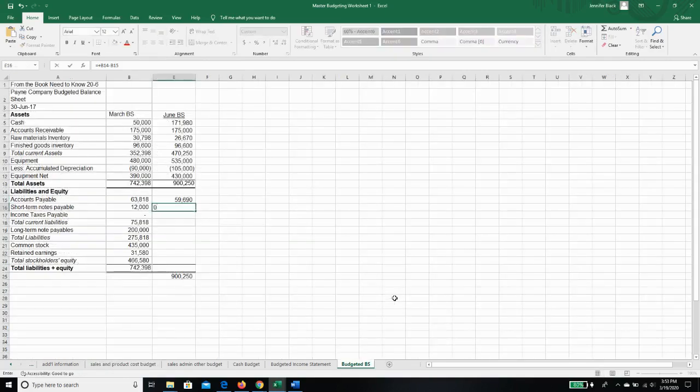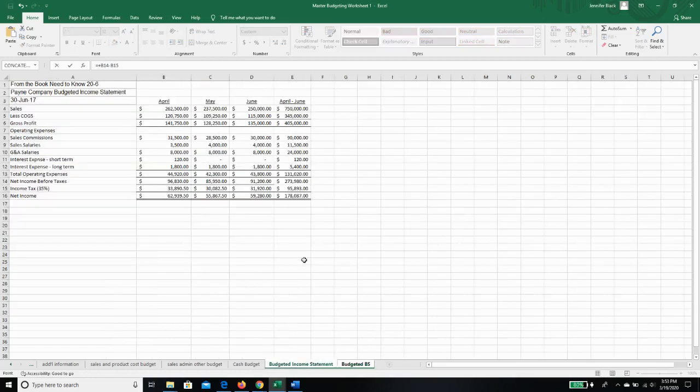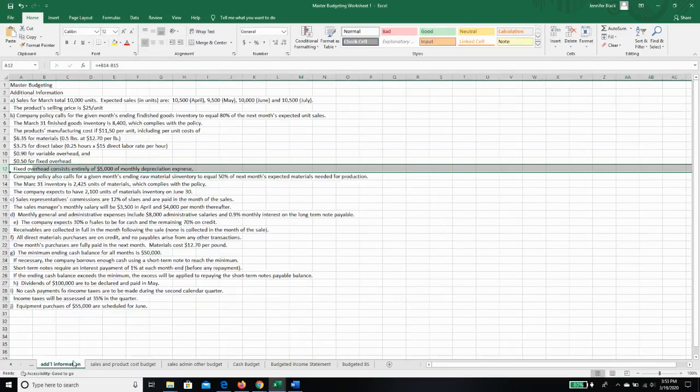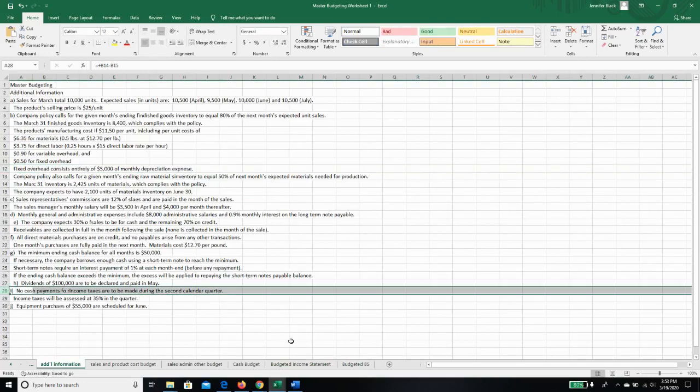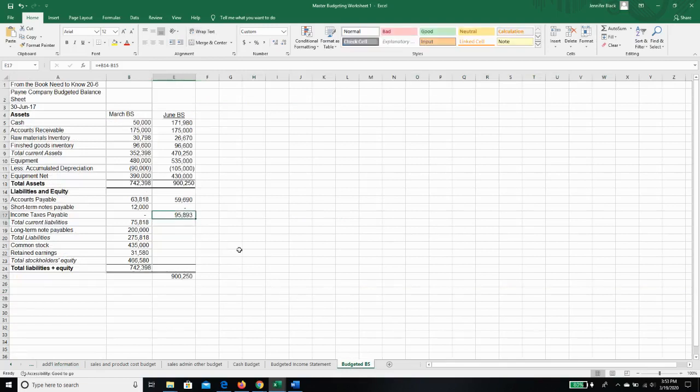Short-term notes payable, remember, was 0. We haven't needed to borrow since we paid it off in April. Our income taxes payable, we're going to get that from our budgeted income statement because we didn't pay any income taxes. So all of that is payable. And I know that because it says no cash payments for income taxes are to be made during the second calendar quarter. So all of those income taxes are owed. Because the balance was 0 in March, then I know that it must have already been paid off. So our current liabilities are going to be $155,583.